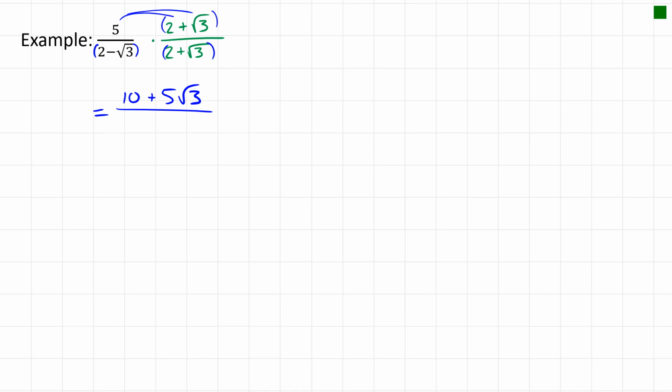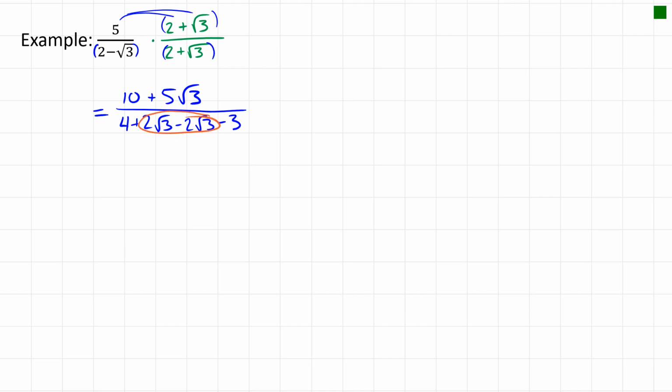In the denominator, just go ahead and FOIL. Eventually you'll start to get confident and you'll be able to predict what the denominator is going to look like, but for now just FOIL and you'll make fewer mistakes. So 2 times 2 is 4. 2 times root 3 is 2 root 3. Negative root 3 times 2 is negative 2 root 3. And then negative root 3 times root 3 is negative 3.